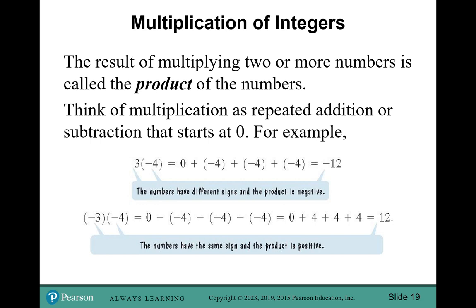If I look at negative 3 times negative 4, essentially what I'm looking at here is 0 minus negative 4 minus negative 4 minus negative 4, which is the same thing as 0 plus 4 plus 4 plus 4, which is 12. Keep this rule in mind. A positive times a negative is a negative.